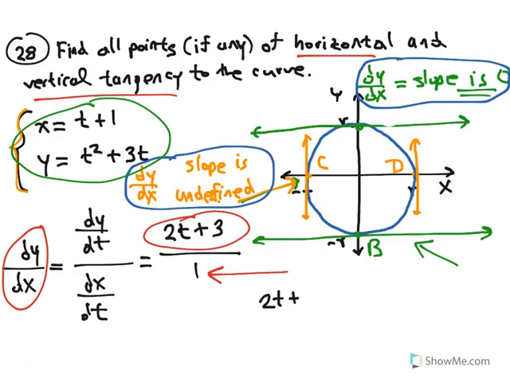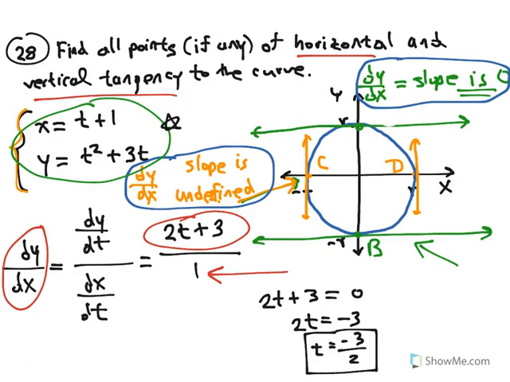So for what value of t will dy/dx be equal to 0? We can set dy/dt equal to 0, and we get 2t is equal to negative 3, so t is equal to negative 3/2. So that's the value of t at which the curve represented by this set of parametric equations will have a horizontal tangent line.